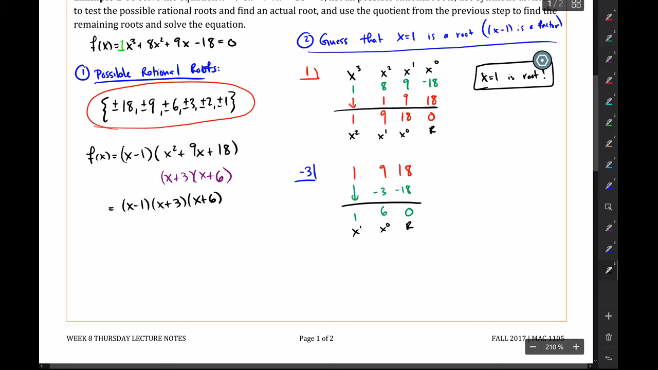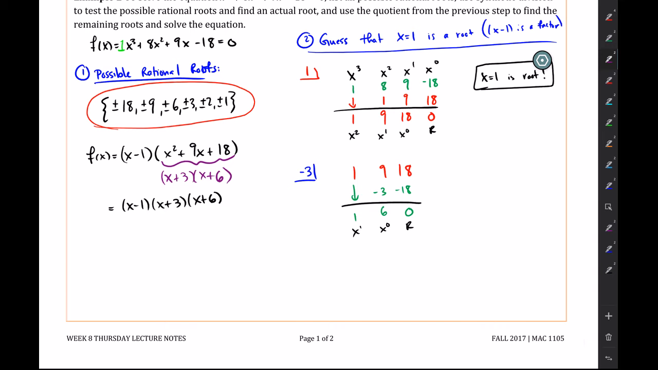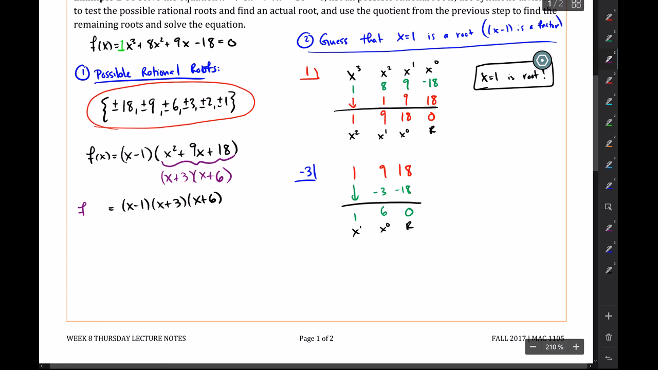You could either just look at this quadratic and factor it in your head, or you can do the guess and check using synthetic division. You should get the same answer either way.